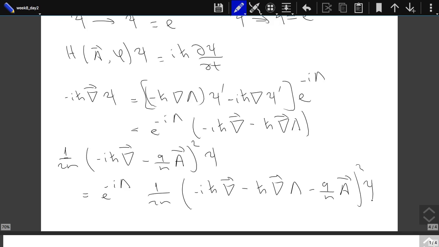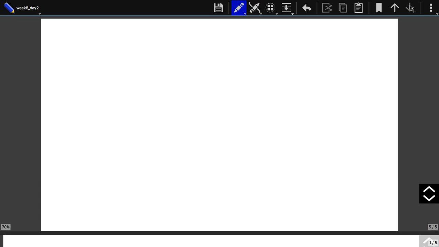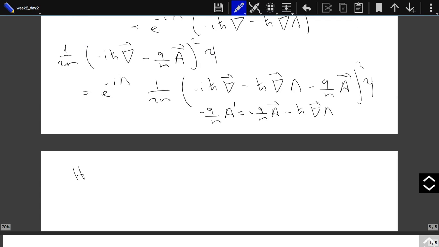So if we define minus q over m a prime as minus q over m a minus h bar gradient of lambda, so the new Hamiltonian h is a function of a and phi.